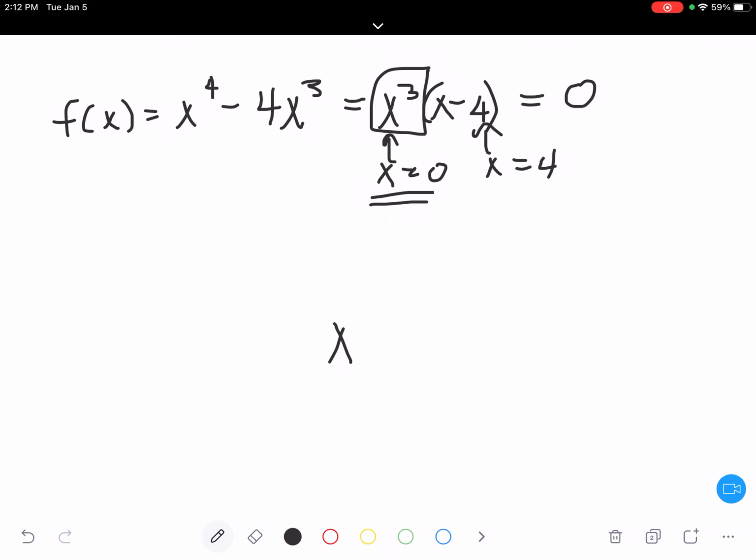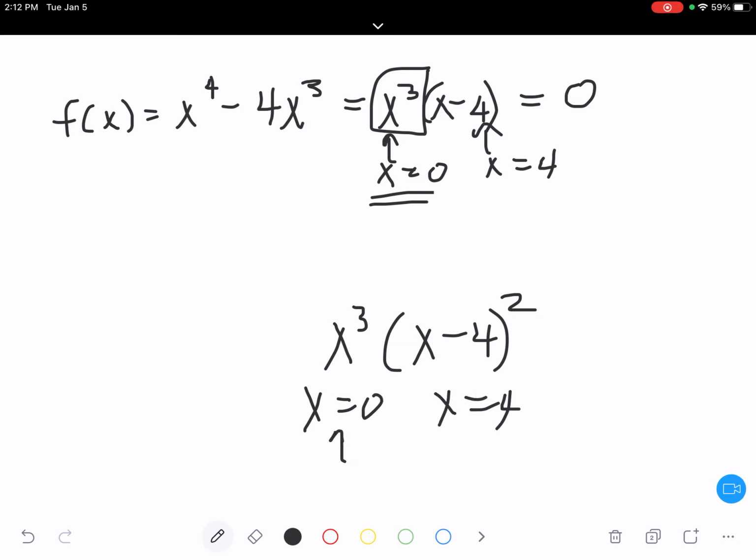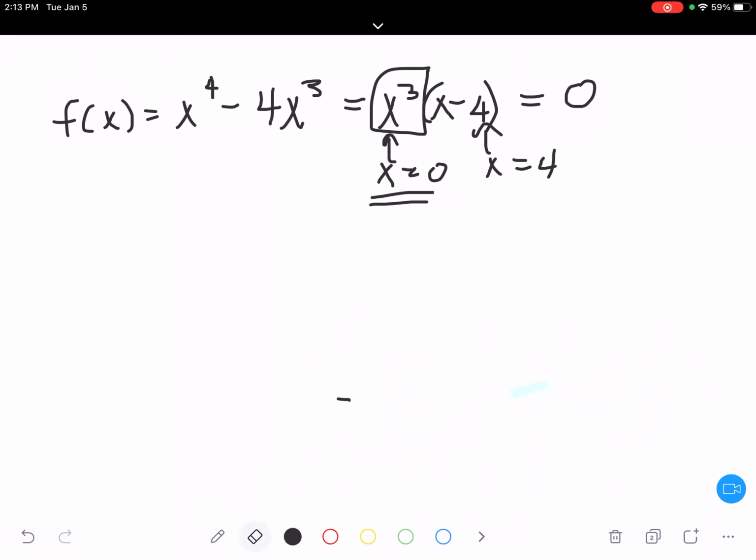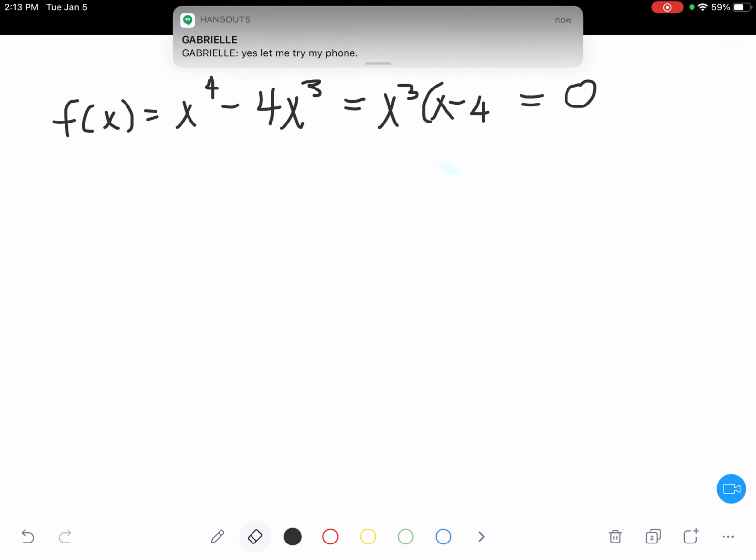Okay, or if I had like an x cubed times an x minus 4 squared, my zeros would be x equals 0 and x equals 4, but this one would have an odd multiplicity, and this one, because it's squared, would have an even multiplicity. And then at 0, if it's odd multiplicity, you're supposed to wiggle through it, and at x equals 4, you're supposed to bounce off the x-axis because it's the even exponent. And there were all these rules that you had to memorize about multiplicity. But those rules are silly when you guys can have calculus. Calculus is so much better.